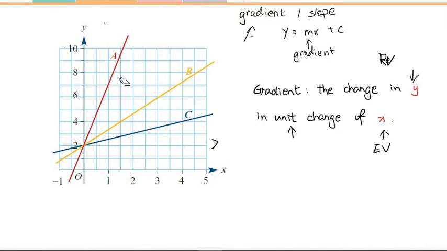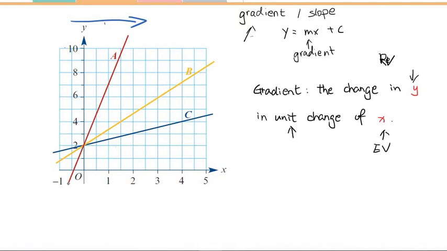And the gradients for line A, line B, and line C are all going to be positive, because with the increase of x, we can see that y is also increasing. It doesn't matter whether it's increasing really fast or really slow, they're all increasing. Now, how do we know if a gradient is increasing or decreasing? The way to look at it is to look at the x coordinate. We look at the graph from left to right.